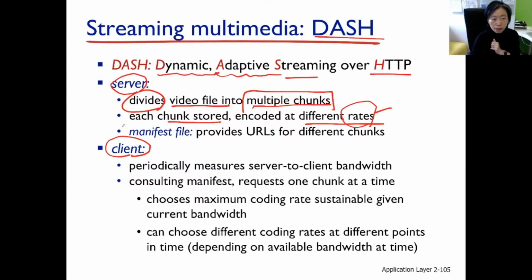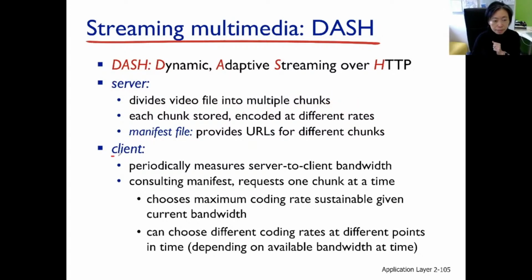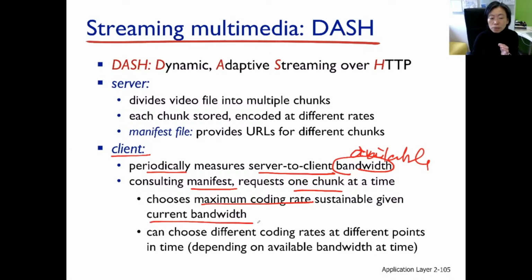Now, what's being communicated to the client from the server is the manifest file, which is providing the location, the address of all these different chunks at different rates. All right. Now, what the client does is periodically measure the server to client bandwidth. What it means here is exactly the available bandwidth. And then, given this bandwidth limit, it consults the manifest file and requests the chunk the client is looking for at the time, and chooses the maximum rate such that it's under the bandwidth limit. So measure periodically the available bandwidth, and pick the version of the chunk such that the rate is right below the limit.